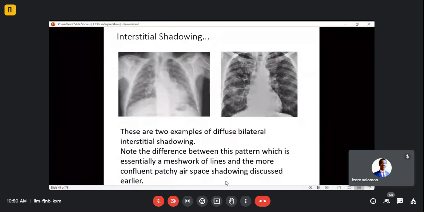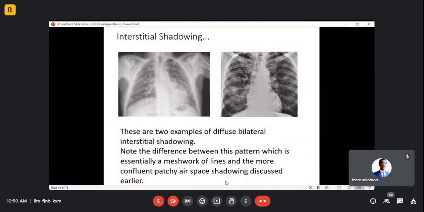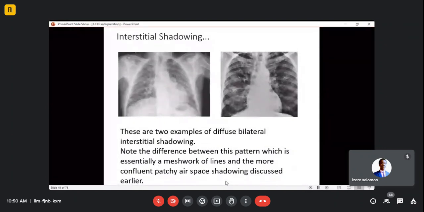Because remember, by recognizing opacities as either interstitial or airspace opacities, from there, you start thinking about the differential diagnosis. If you are not able to recognize opacity as interstitial or airspace, you become stuck. You can't go far. Okay.